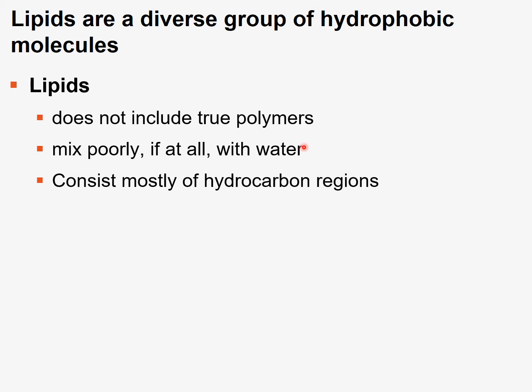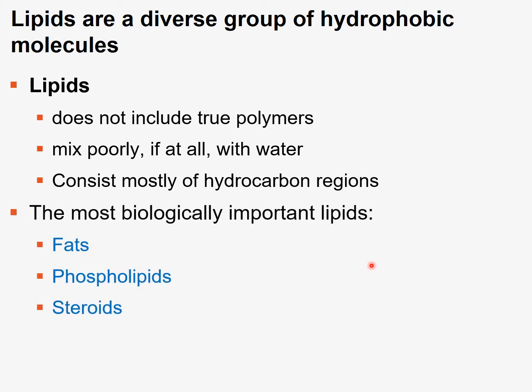Now, lipids are the one class of macromolecules that do not include true polymers. They do not form polymers. However, some of them form by the same type of dehydration reaction in which polymers form in carbohydrates, in nucleic acids, and in proteins. However, they're not called polymers because they're just components and not just repeating units. So again, they mix poorly, if at all, with water, so they don't readily dissolve in water, and they consist mostly of hydrocarbon regions.